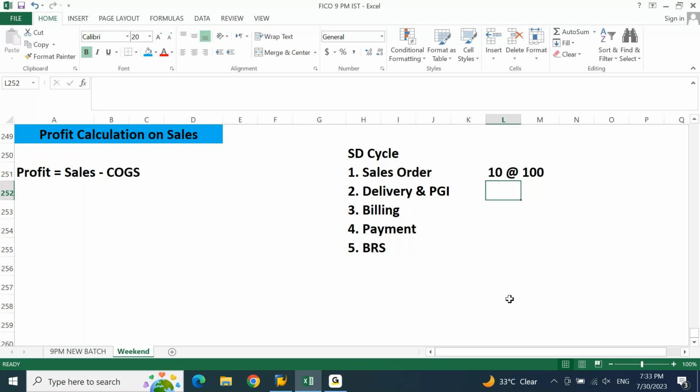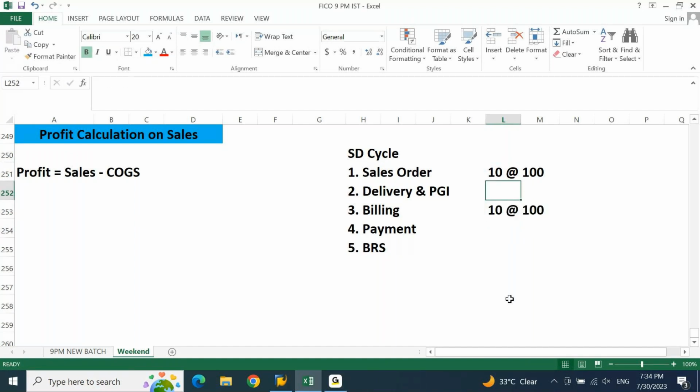It's the selling price. This is the selling price. So remember, whatever you write in the sales order is your sales price. In short, the selling price. Now here in my billing, I am going to put 10 at the rate 100.